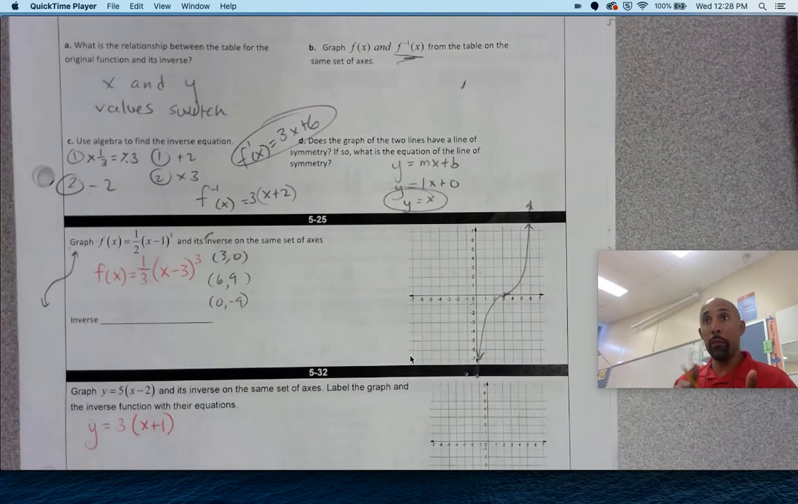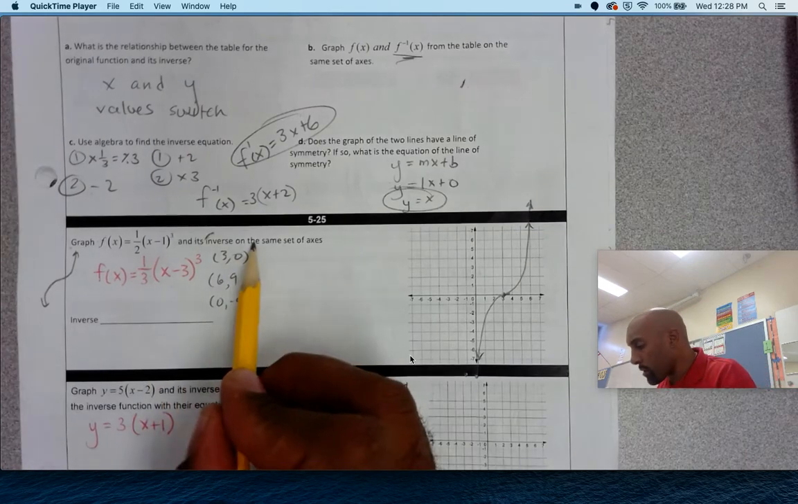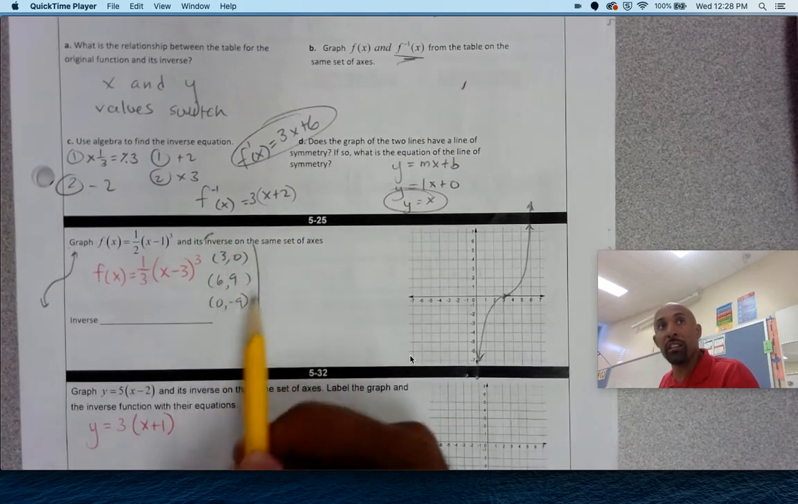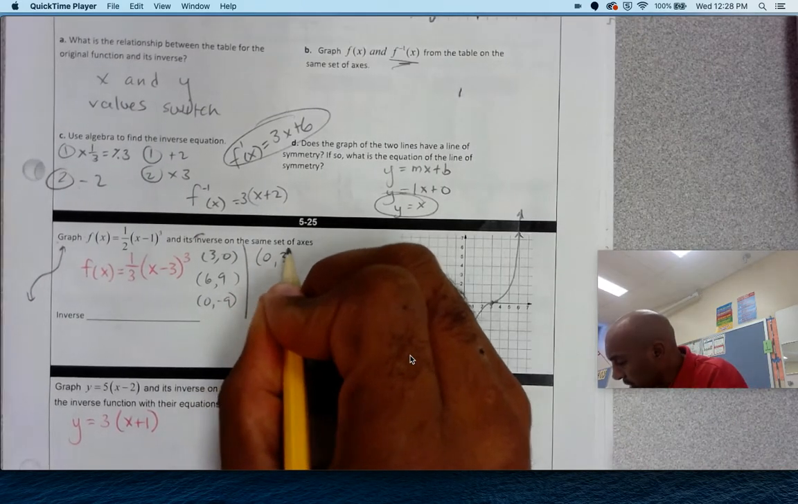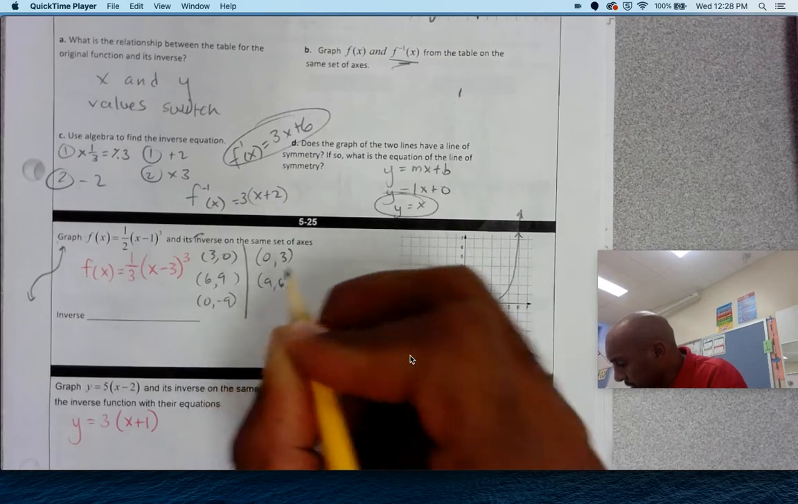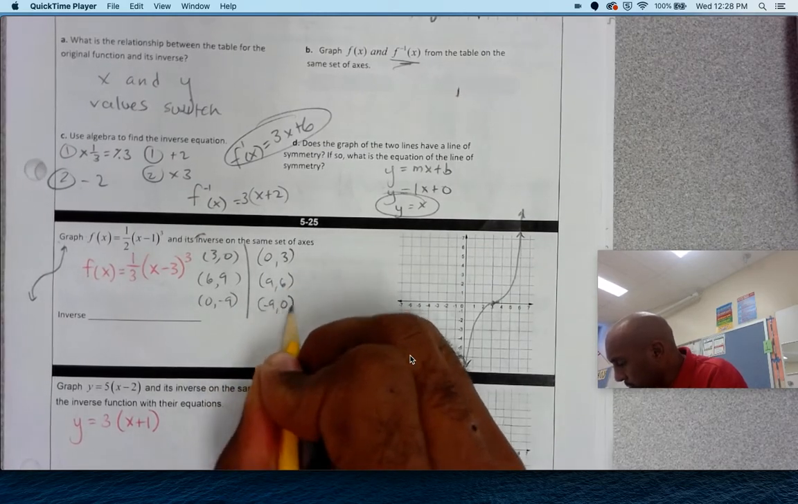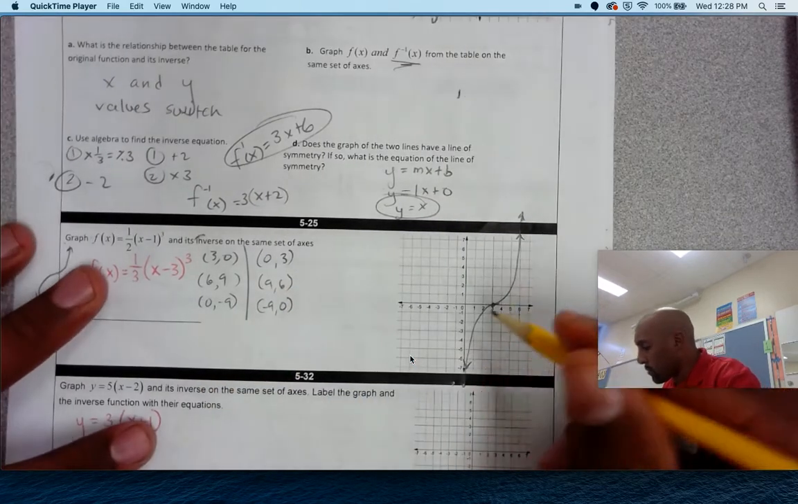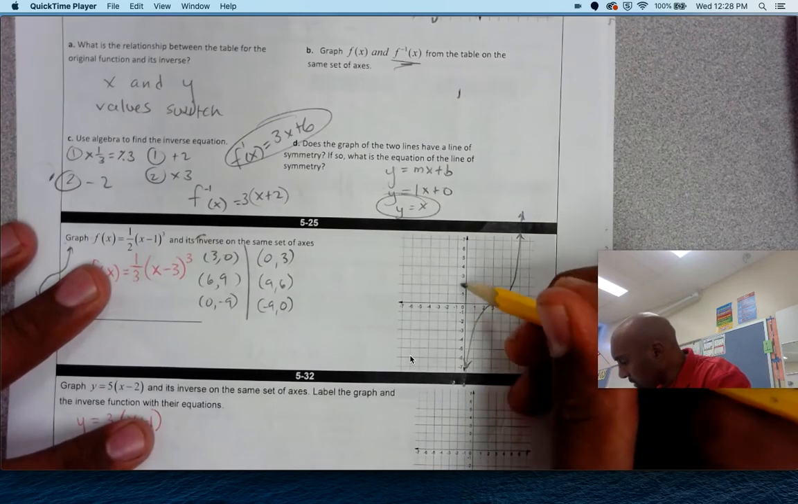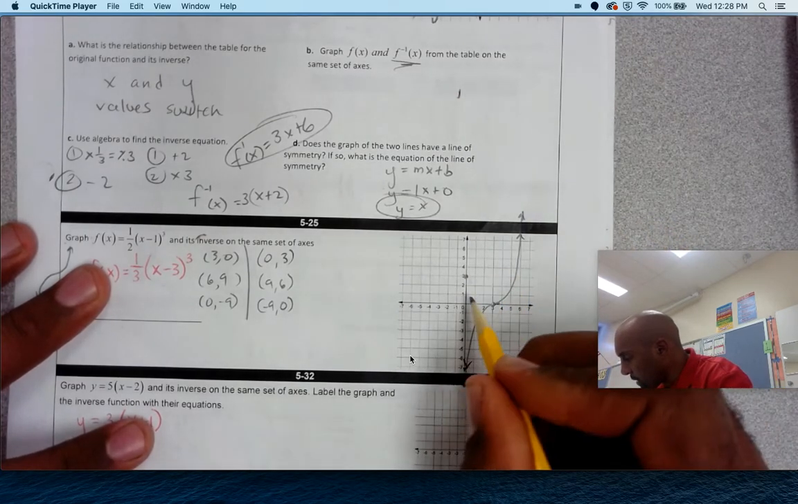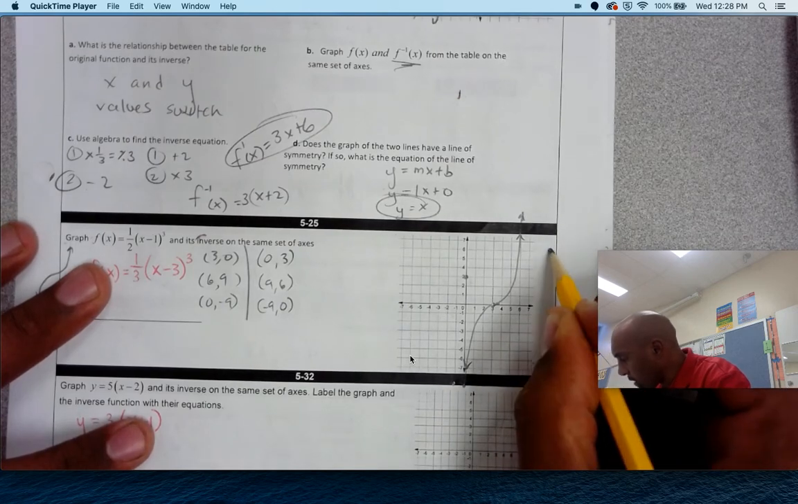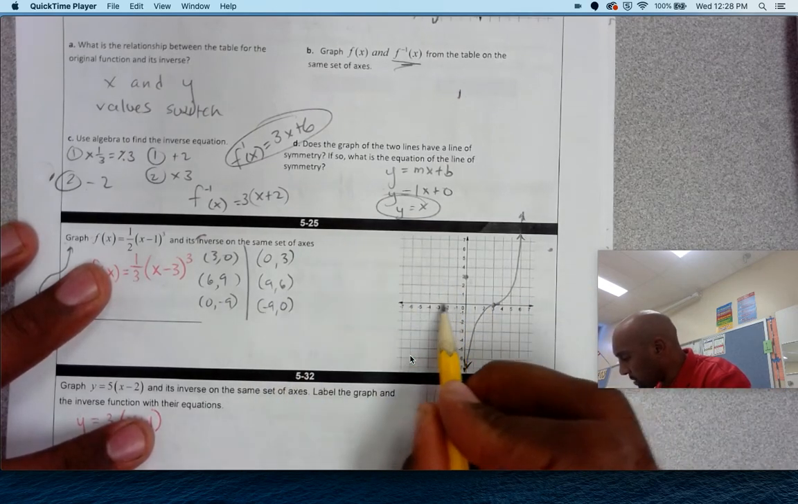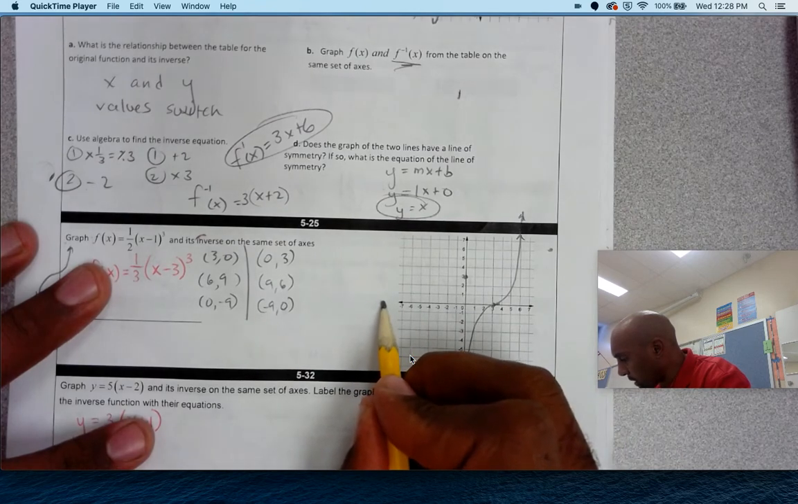Now, inverse. Remember, for the inverse I literally just take these points and flip them around. So now this would be 0, 3, this would be 9, 6, and this will be negative 9, 0. So now, let's graph those. 0, 3, that's up here on the y-axis. 9, 6, well, that'd be way out here somewhere. And then negative 9, 0, somewhere about there, right?